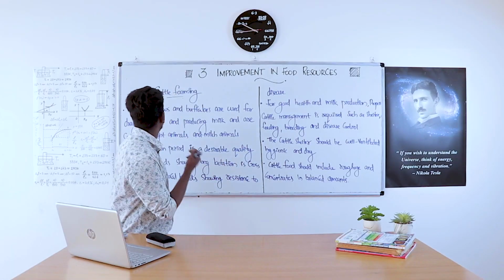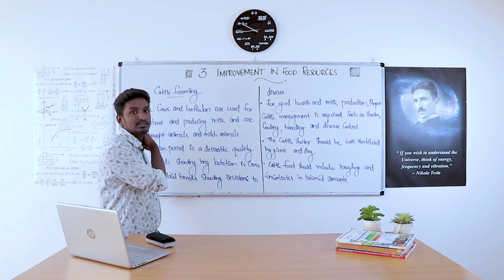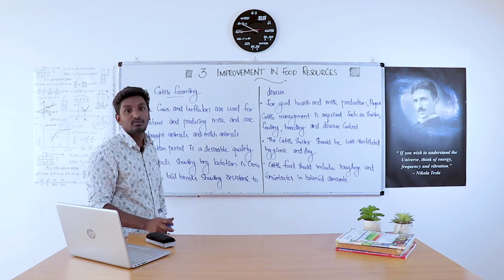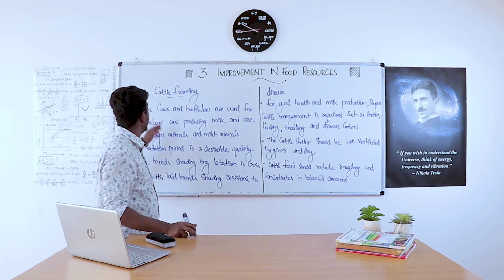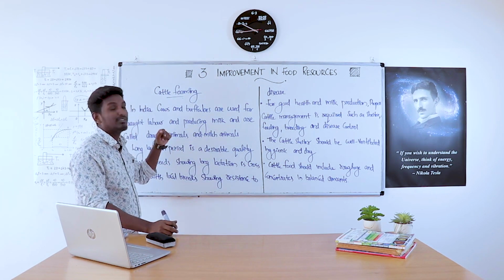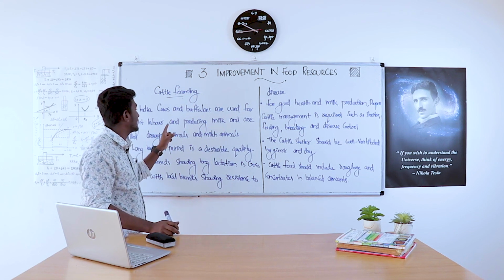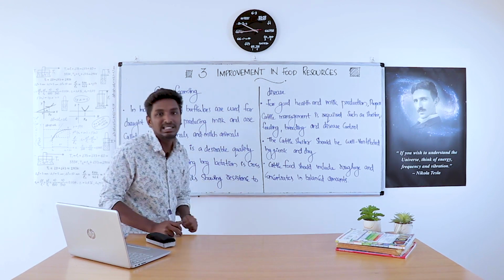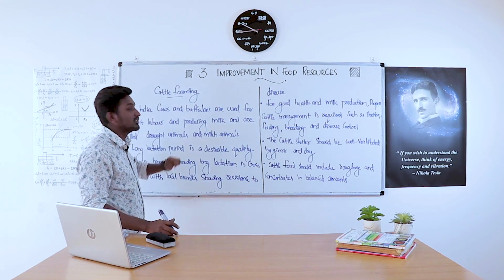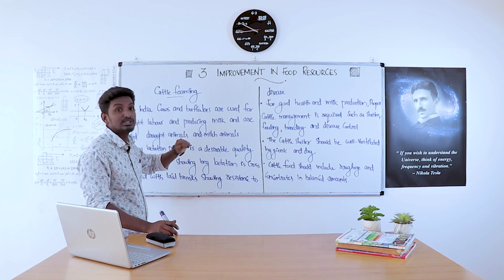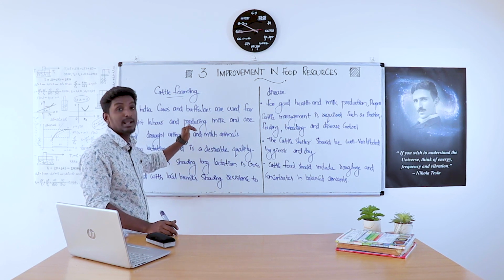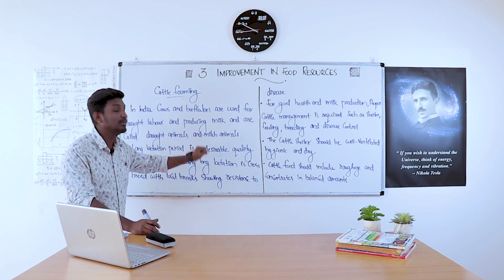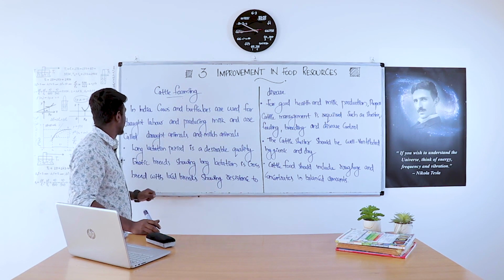So our next topic is cattle farming. We need to study in detail what we mean by cattle farming. In India, cows and buffaloes are used for draught labor and producing milk, and are called draught animals or milch animals. So in India, cows and buffaloes are mainly used for draught labor and producing milk.